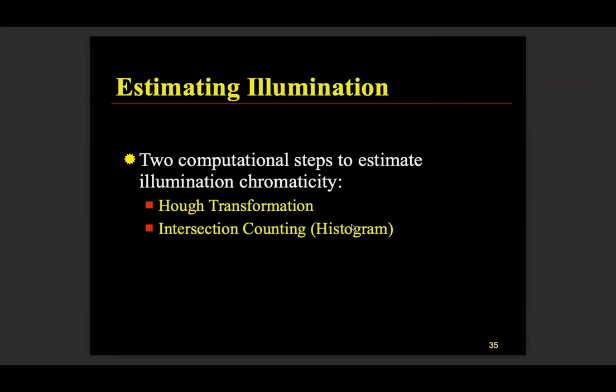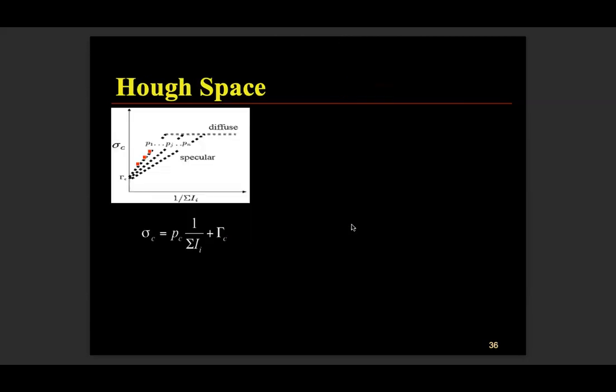The first one is the Hough transformation. I'm not really sure if you know the Hough transformation. The second one is intersection counting, or histogram. So let's start with the Hough transformation. What is it? If you have this y and x space, imagine that this is y, sigma, and inverse intensity here is x. And this is m, and this is b, for example. So this is a simple linear equation.